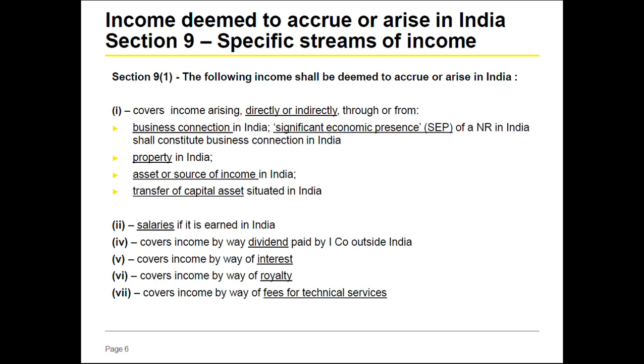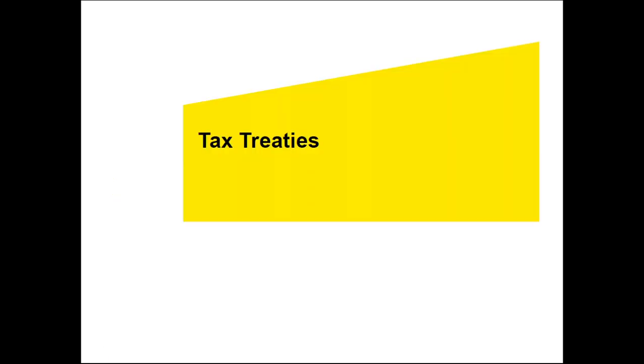Or the income is earned through a property in India, or an asset or source of income in India, or transfer of a capital asset situated in India. If a salary is earned in India, it is taxable. It covers income by way of dividend paid by an Indian company outside India, and income by way of interest, royalty, fees for technical services. Everything comes under income deemed to accrue in India, and it is taxable.